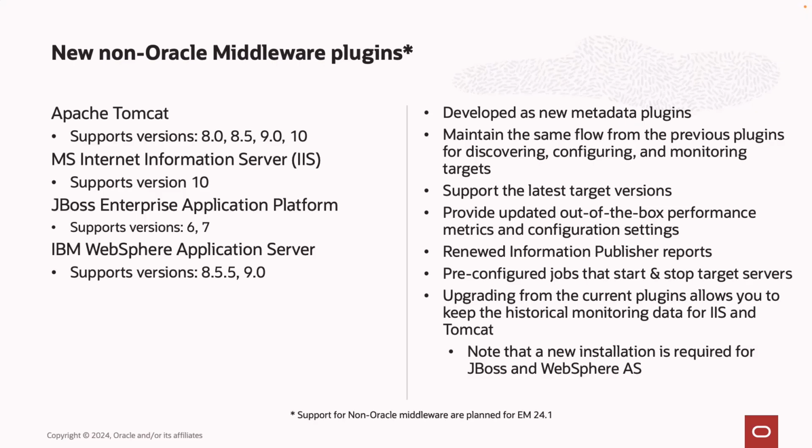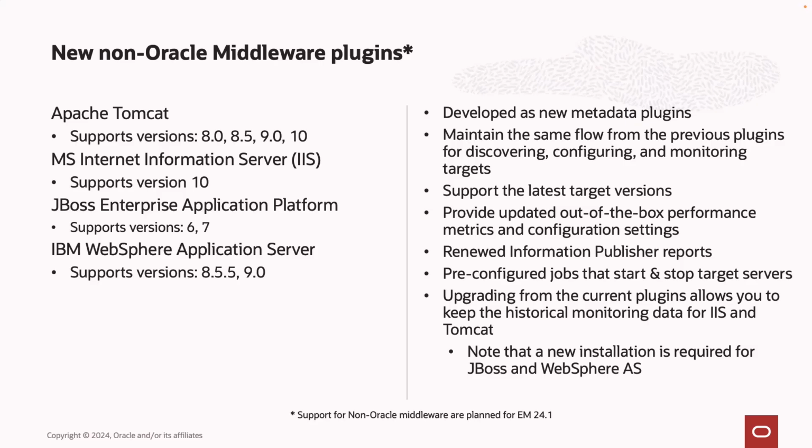So you will be able to discover, configure, and monitor these targets in a similar manner to how you manage our existing plugins. And they support the latest target versions. The Apache Tomcat plugin supports versions 8, 8.5, 9, and 10. The IIS plugin supports version 10. The JBoss EAP plugin supports versions 6 and 7. And the WebSphere Application Server plugin supports versions 8.5.5 and 9.0.